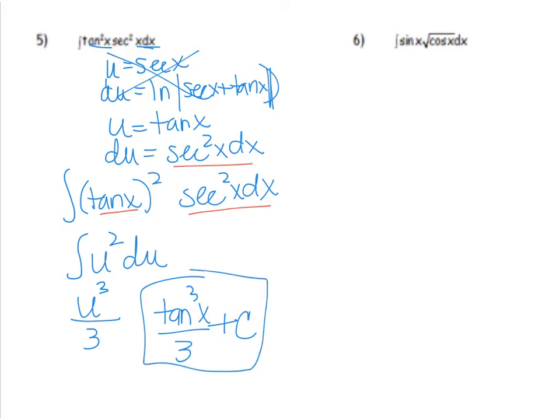Okay. Now, number 6, we can see easier that that's under the radical. So we know that the u in this case is going to be cosine x.